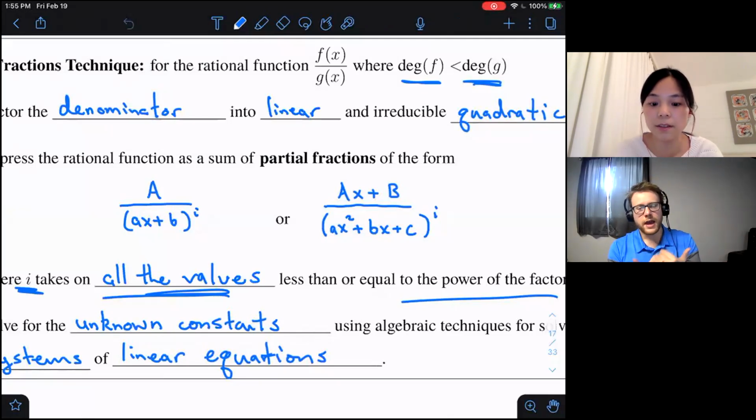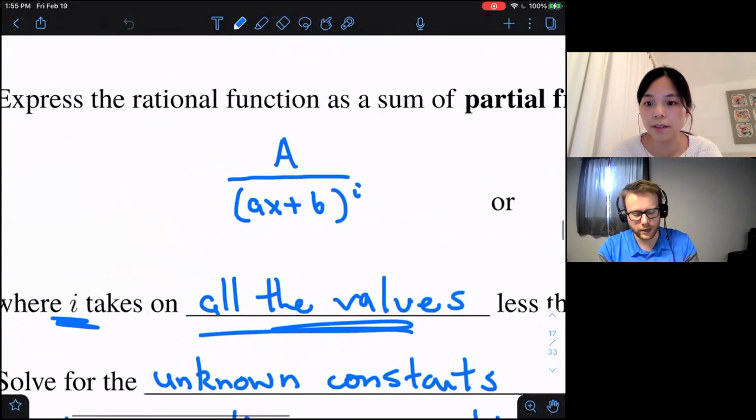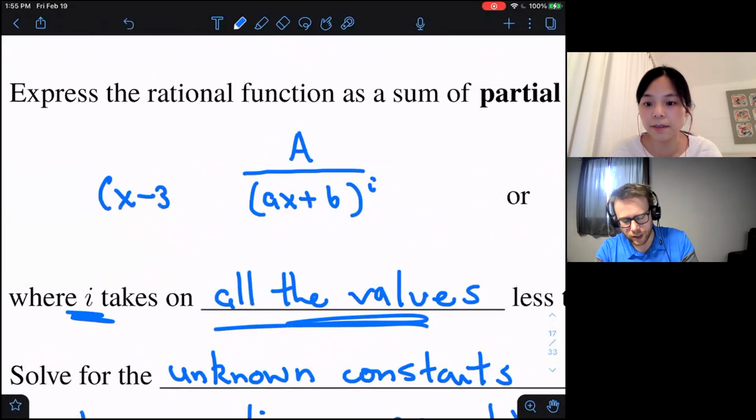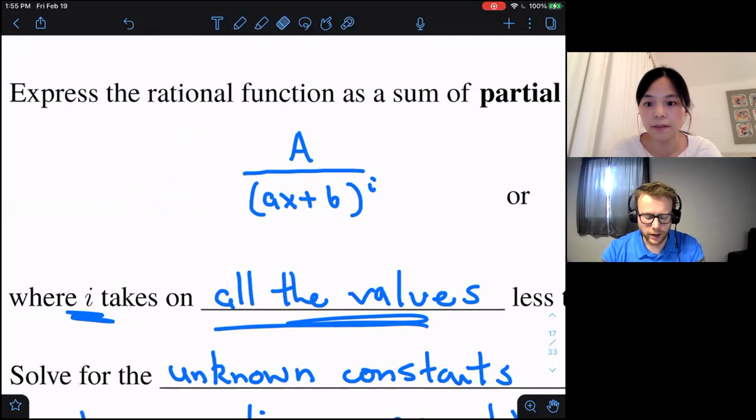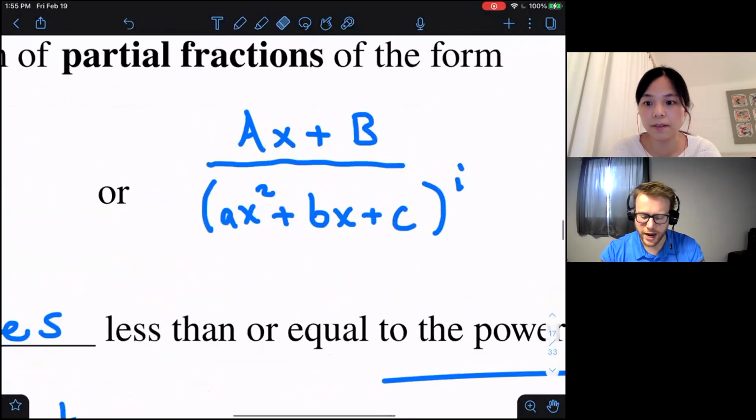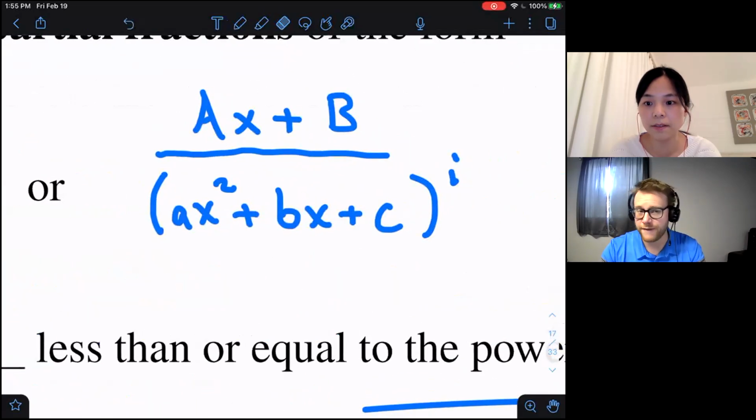When you have a linear term on the bottom raised to any power, in particular x minus 3 raised to any power, it's being squared here, but we also saw it was the same for the first power. Notice that in this case, you only need an a on top. However, if you have an irreducible quadratic, that is a quadratic that does not factor, then that's when you need the ax plus b on top. And we'll see some situations where we need these coming up soon.